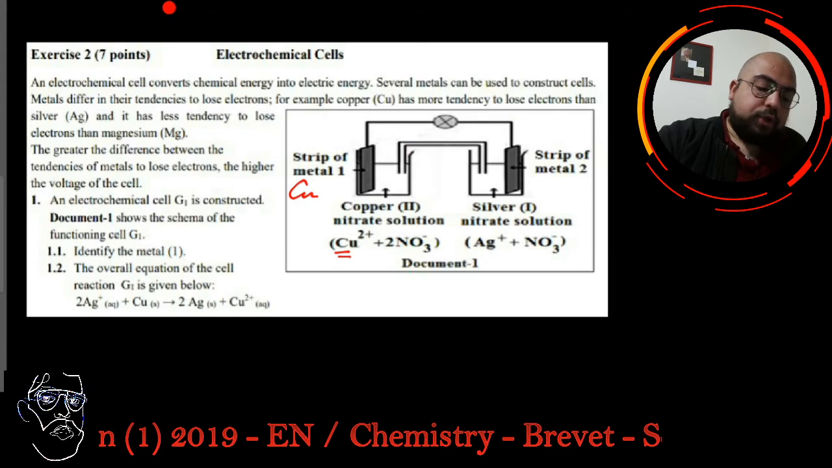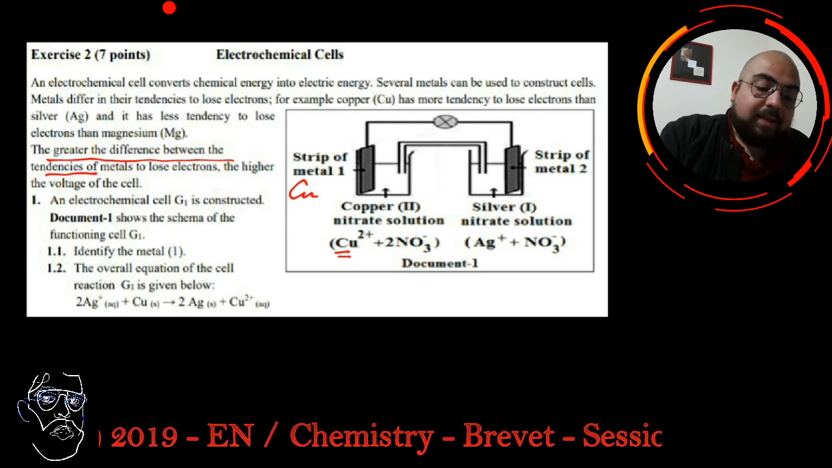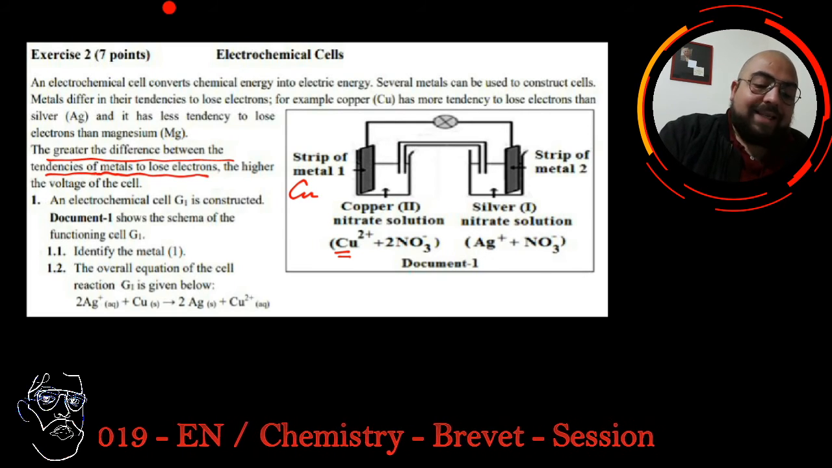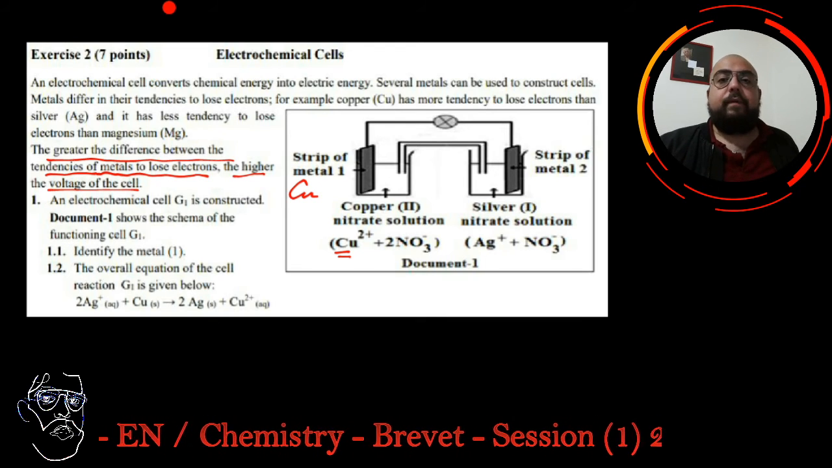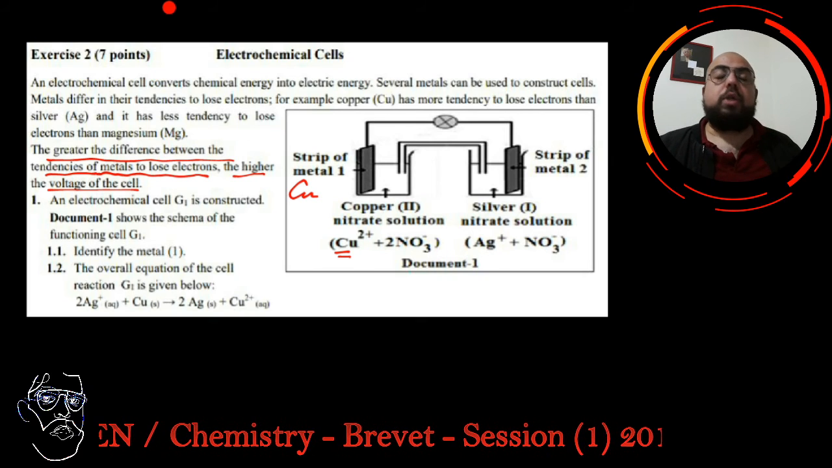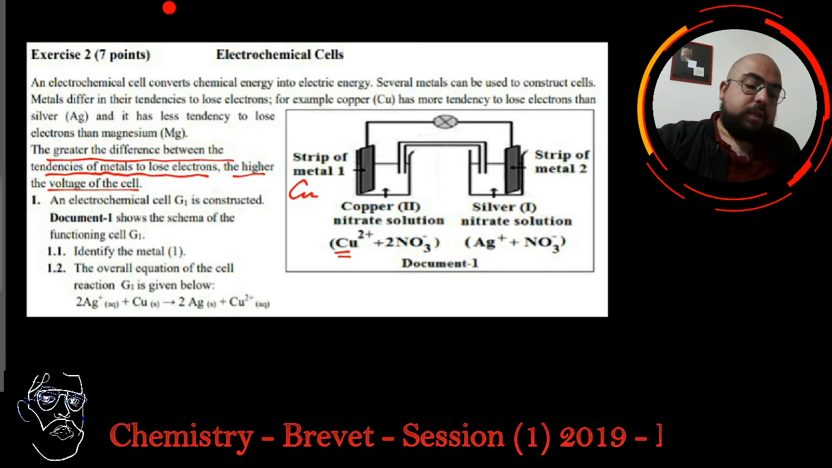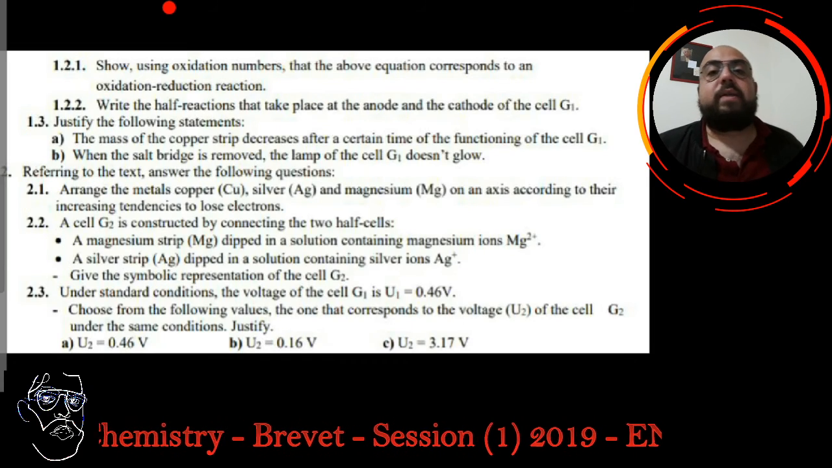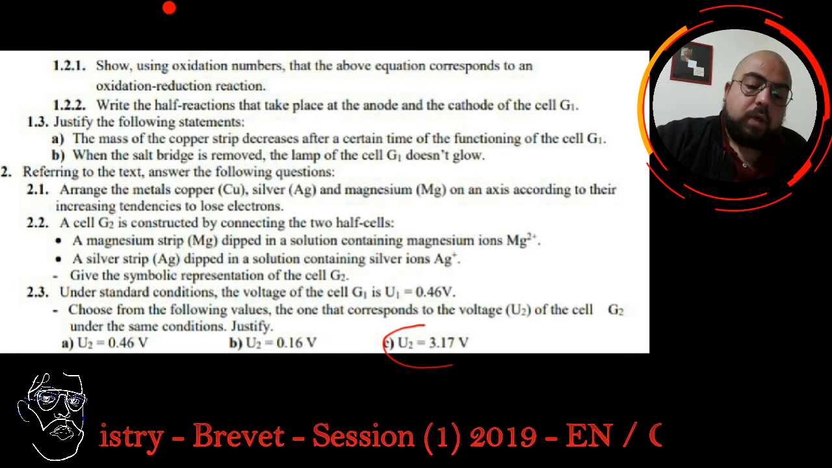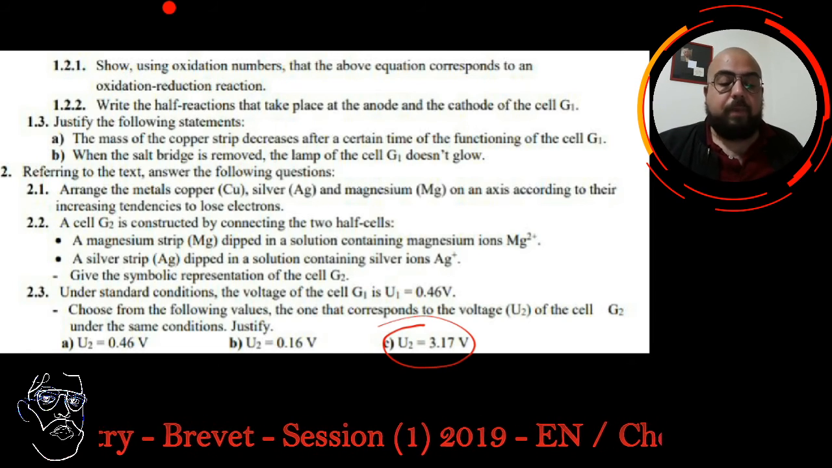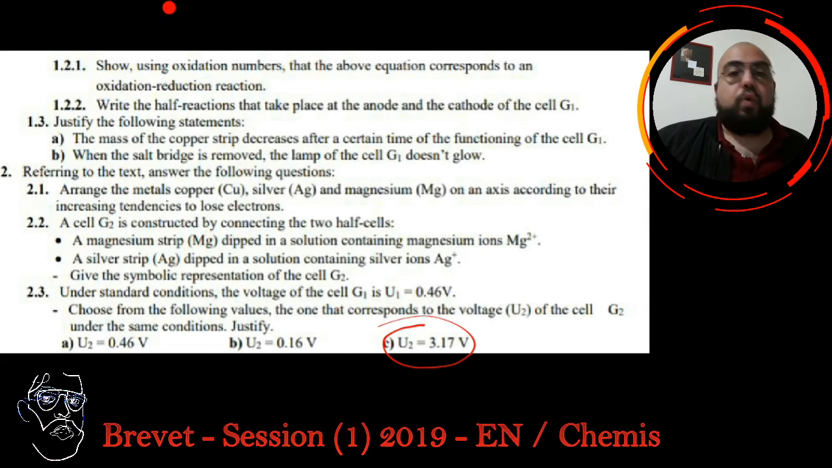Why? They already mentioned in the text, the greater the difference between the tendencies of metals to lose electrons, the higher the voltage of the cell. So we have Mg and Ag. They are quite distant, so the voltage will be greater. Of course, if the voltage of the cell G1 is 0.46, it will be greater than 0.46, and you will have to choose 3.0. 0.17 and 0.16 are less, and 0.46 is for G1.